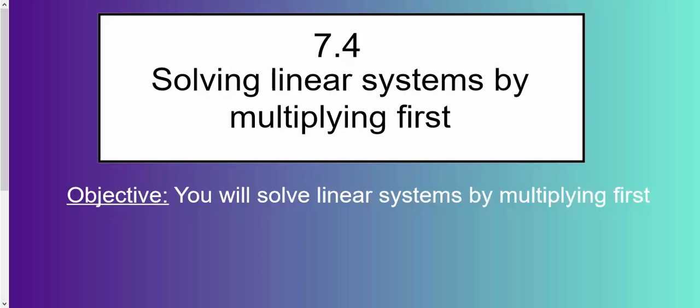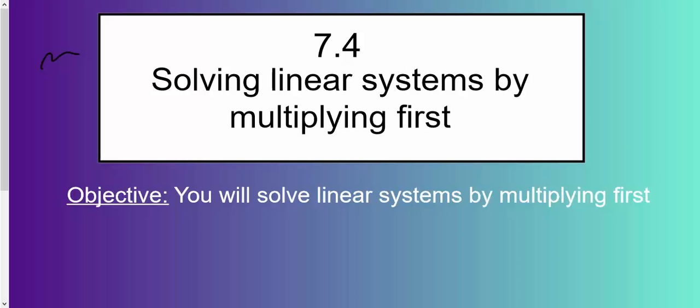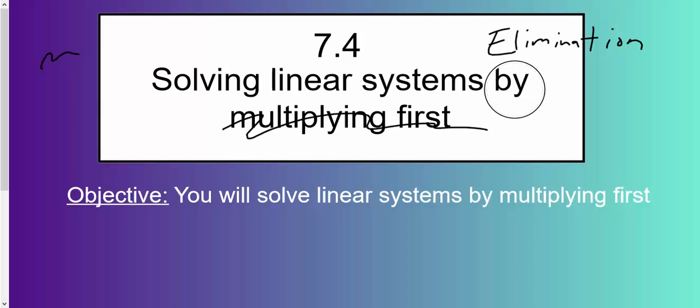Alright, you're going to notice here that we skipped 7.3 and jumped right to 7.4. This is solving systems by multiplying first. You can really call this elimination. Solving systems by elimination.